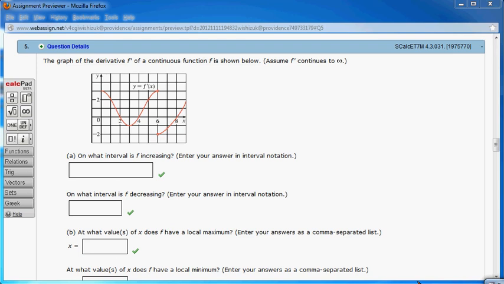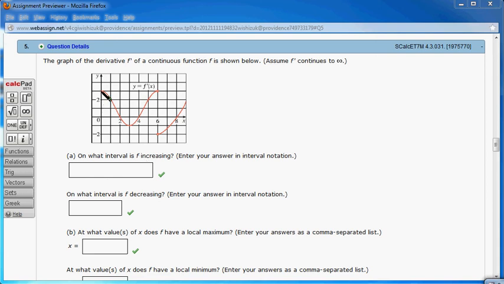Okay, let's go over homework 4.3, number 5. So this is the given graph. It's a graph of f prime. We want to find the interval on which f is increasing. The original function is increasing means that the derivative has to be positive, so we're looking for the graph where it's above the x-axis.